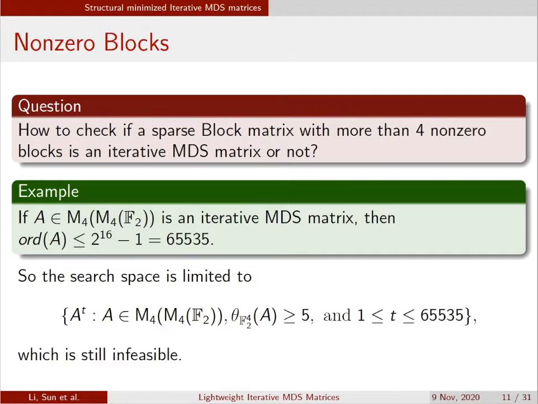And if we get a matrix with more than four non-zero blocks, how do we check if it's an iterative MDS matrix or not? Here is an example. We have a matrix with five non-zero blocks. We find a 16 by 16 binary matrix over 4-bit words, and if it's an iterative MDS matrix, then the order is no more than 2 to the 16. That's because there must be two of them that are the same when the order is over 2 to the 16.